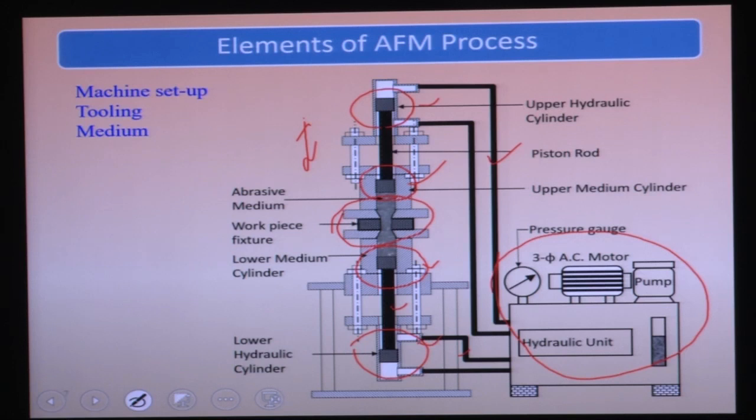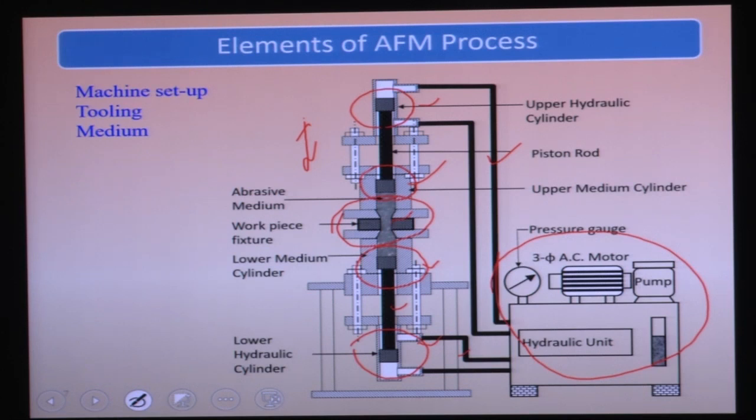While you are giving this kind of reciprocating motion, media flows through the passages in the fixture where you need finishing. This viscoelastic media consists of abrasive particles. While it flows through the passages where you need the polishing, the abrasive particles remove the surface undulations by removing small chips from the workpiece surface. So this is the working principle of the abrasive flow finishing process.